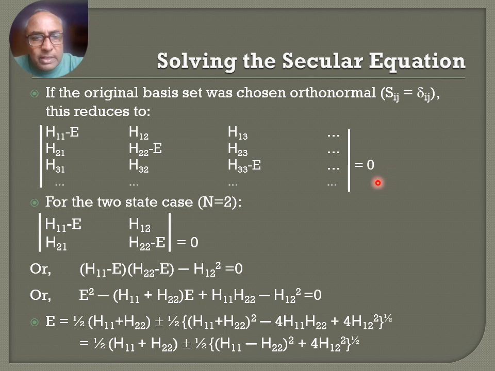Let us solve this for the case n equal to 2. So then we have the determinant of H11 minus E, H12, H21, H22 minus E equal to 0, or H11 minus E into H22 minus E minus H12 squared equal to 0, or E squared minus H11 plus H22 times E plus H11 H22 minus H12 squared equal to 0, or E is equal to half H11 plus H22 plus or minus half square root of H11 minus H22 squared plus 4 H12 squared.